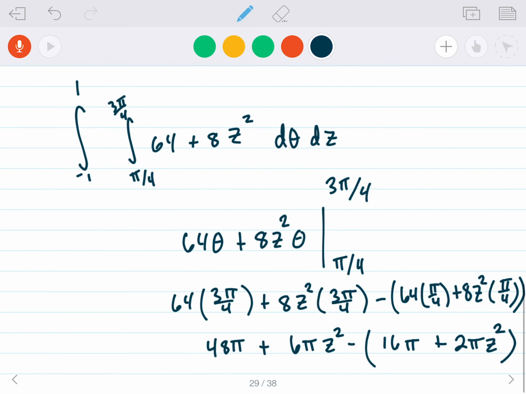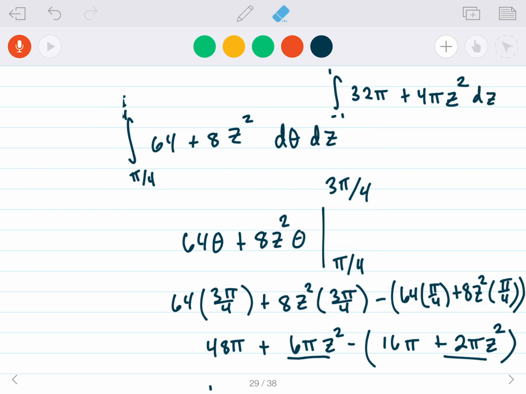Okay, and I've run out of room, so let's see. Alright, so we have 48 pi minus 16 pi. That's going to give us 32 pi. I'm going to actually rewrite this up here. So we have 32 pi. And then 6 pi z squared minus 2 pi z squared is going to be 4 pi z squared. And that's cleaned up. So now we're going to integrate this from -1 to 1 with respect to z.